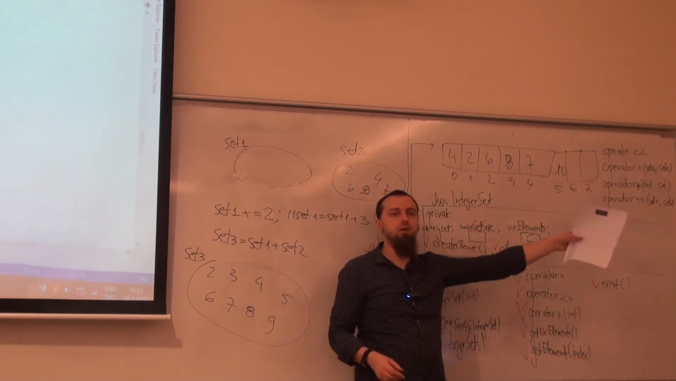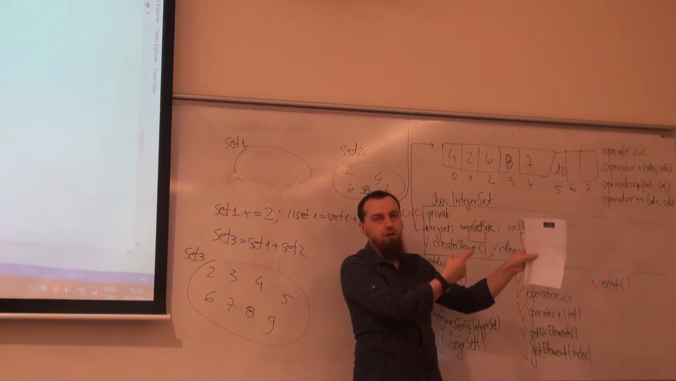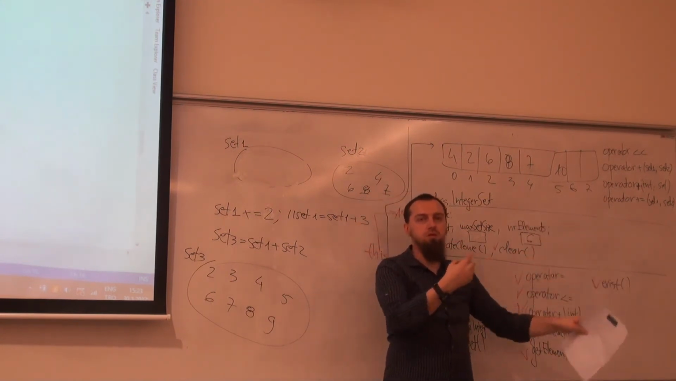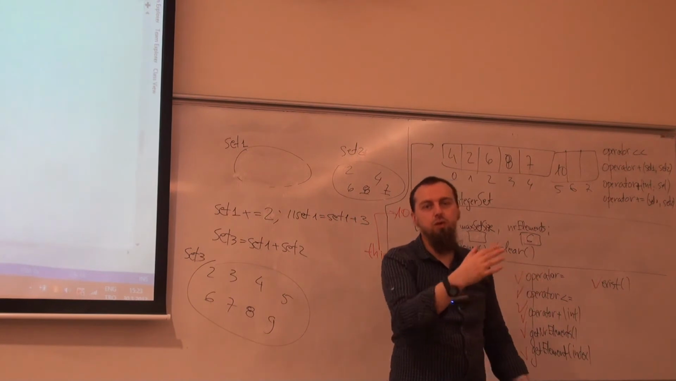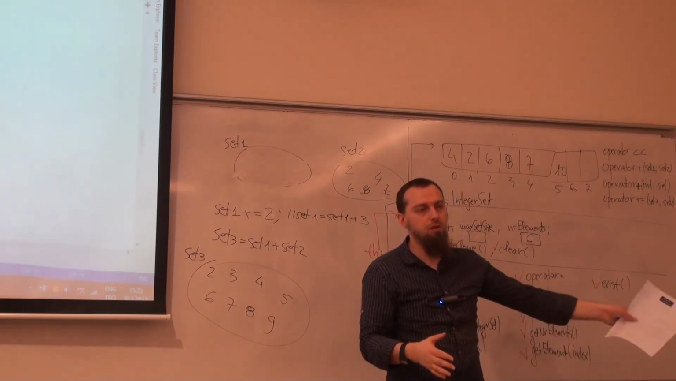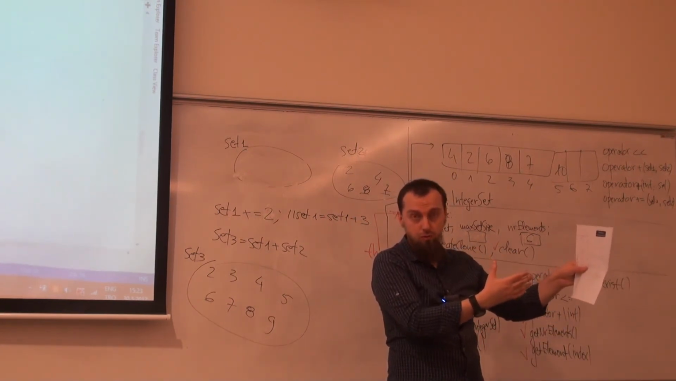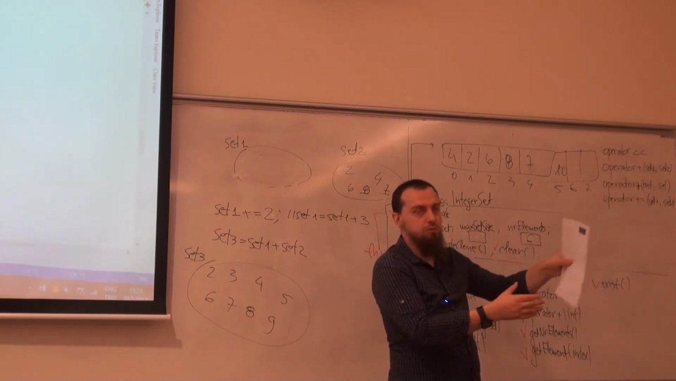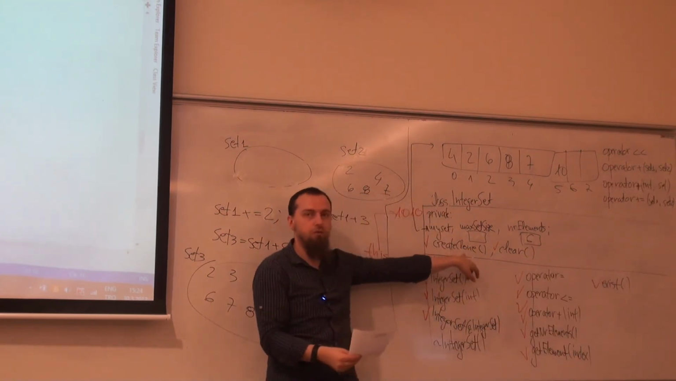Equal means I take another set and I want to be equal to it. But sometimes I might say myself is equal to myself. That's why I don't have to do the processing. But if I'm not equal to myself, I want to be equal to someone else, then I'm doing the same stuff. I'm calling the create clone function.